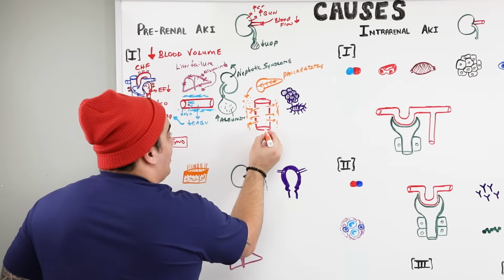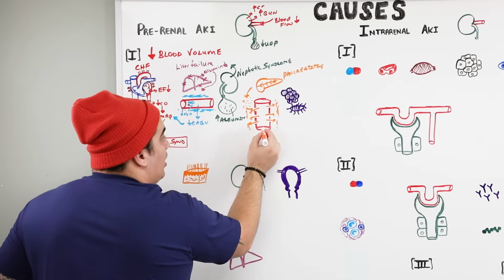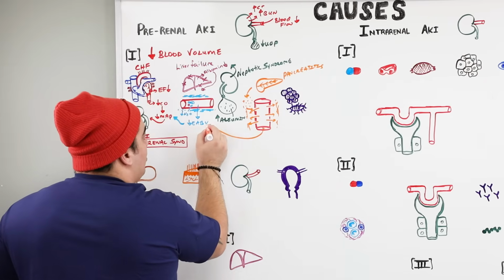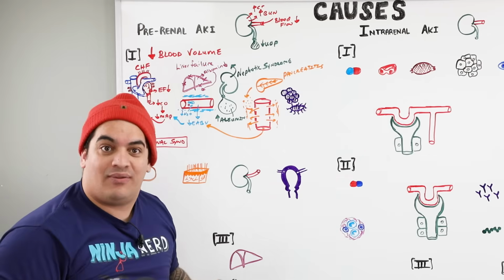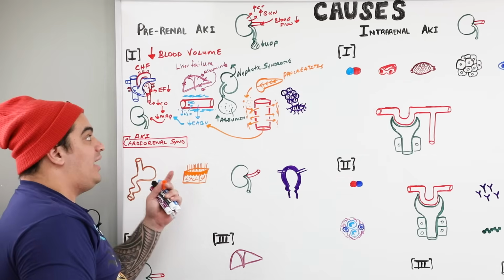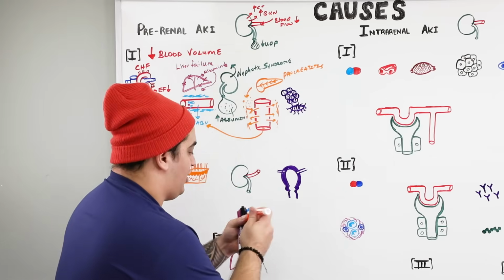So it actually does what? As a result, having severe pancreatitis, you have third spacing of fluid, which leads to a low effective arterial blood volume, less perfusion to the kidney, leading to a kidney injury. So this is another condition that can do this.